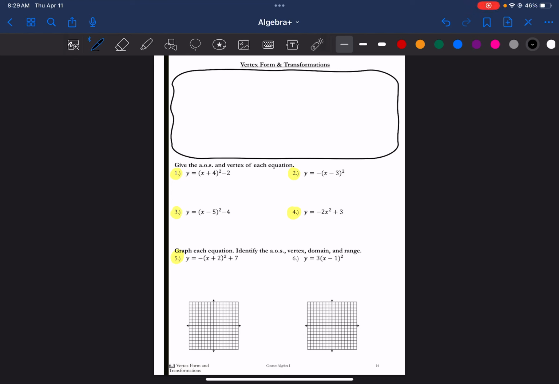Today's lesson, we'll focus on 6.3, which is vertex form and transformations. But before we get started, we need to know what in the world is vertex form. So far, we've been dealing with standard form, which is y equals ax squared plus bx plus c.